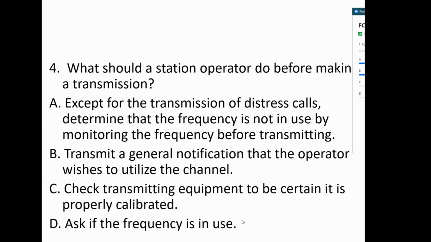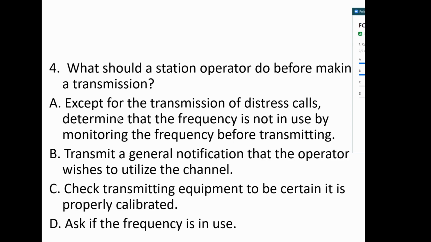Or D, ask if the frequency is in use. Is anybody here? You can just listen. You'll hear that they're there. If they're normal conversations, there may be a break in their conversation, so give them a few seconds to continue on. But if there's going to be a long silent period, you can break in and ask if this channel is clear.